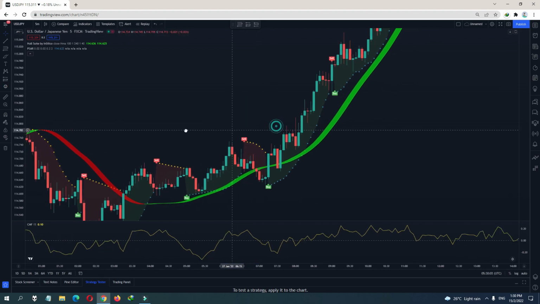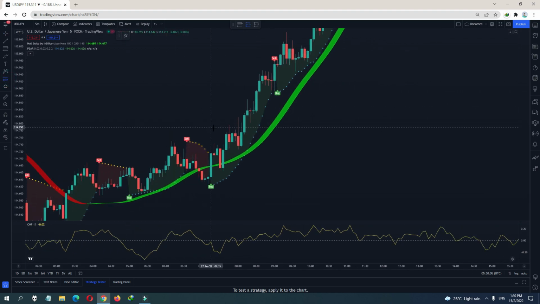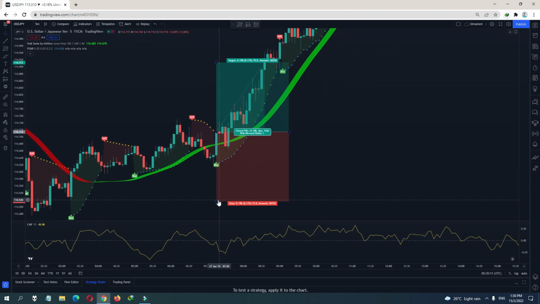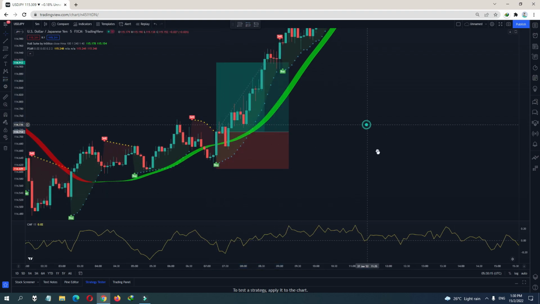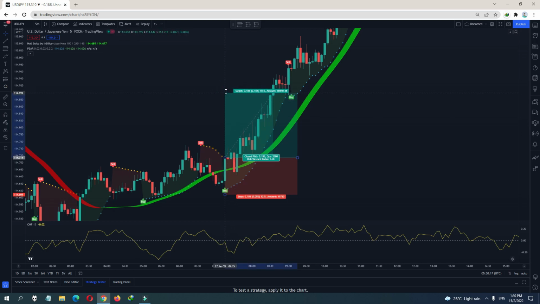Here is another signal. We have a buy, Hull Suite green, and the Chaikin money flow is below 0. The stop loss is right there, and you can target 1 to 2.